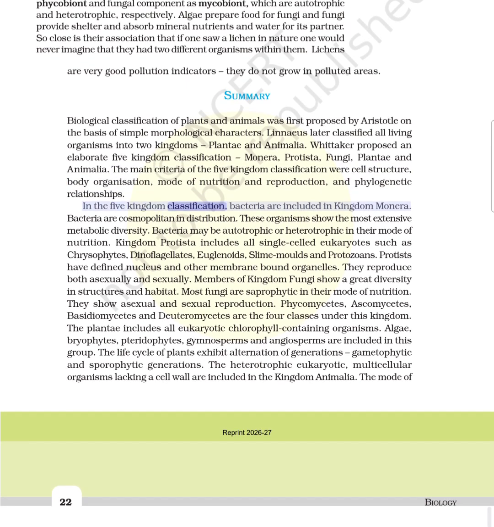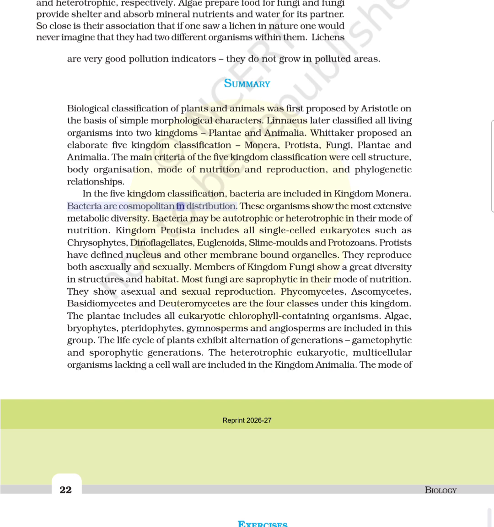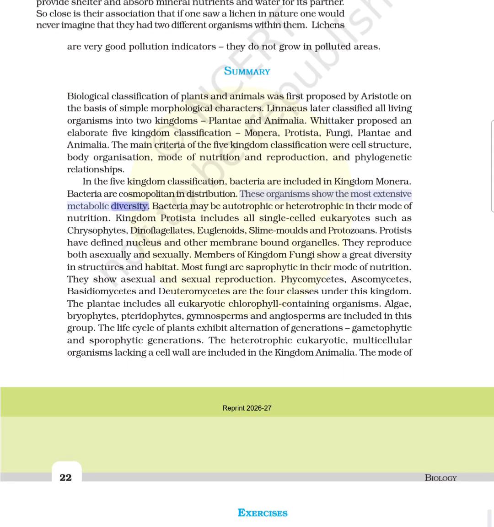In the five-kingdom classification, bacteria are included in kingdom Monera. Bacteria are cosmopolitan in distribution. These organisms show the most extensive metabolic diversity. Bacteria may be autotrophic or heterotrophic in their mode of nutrition.